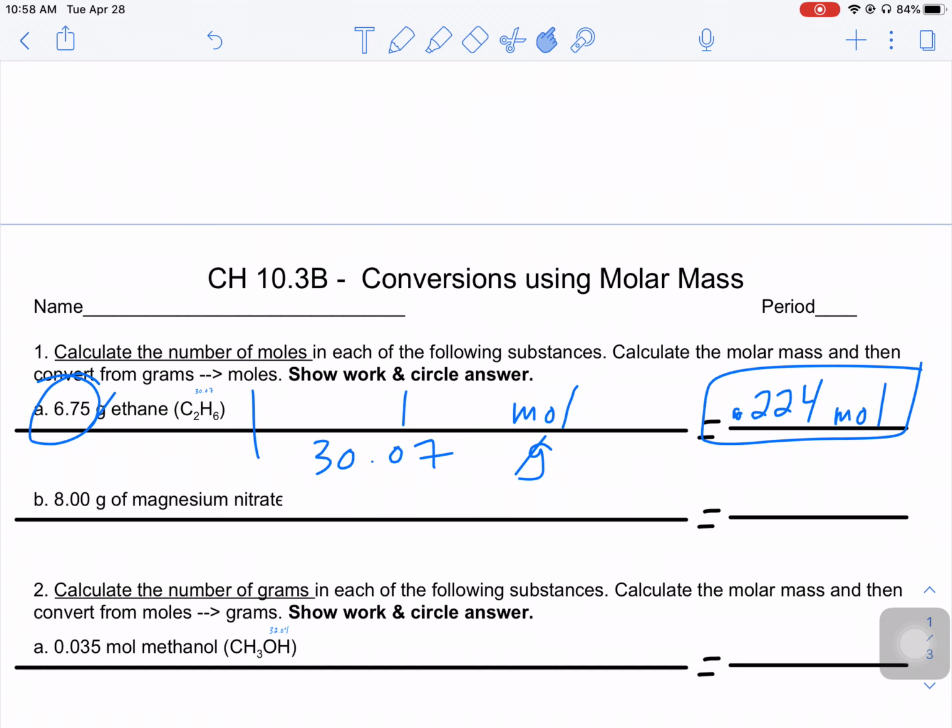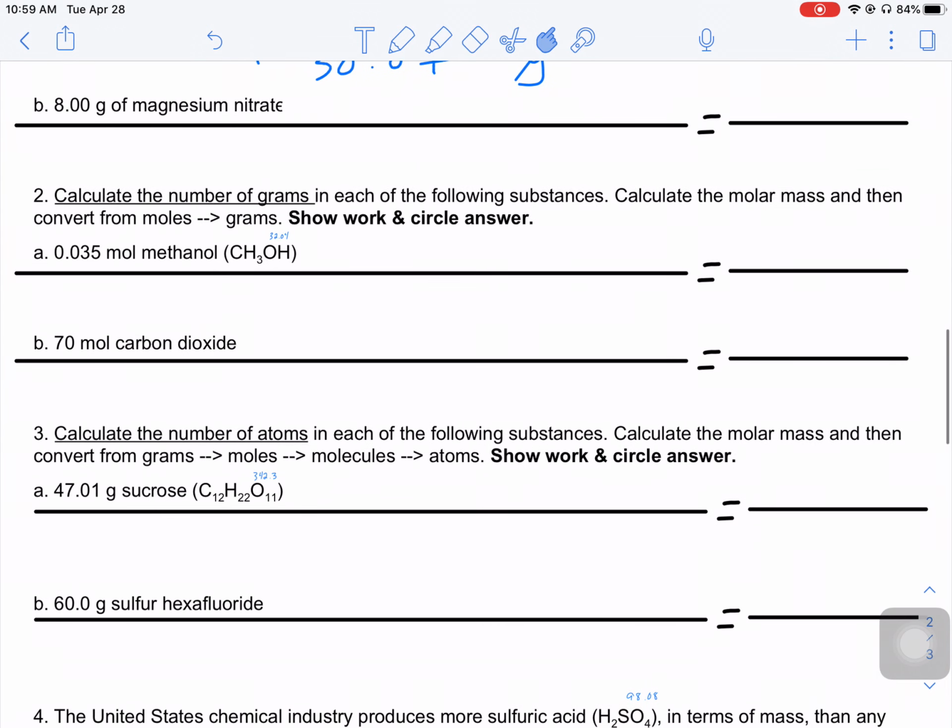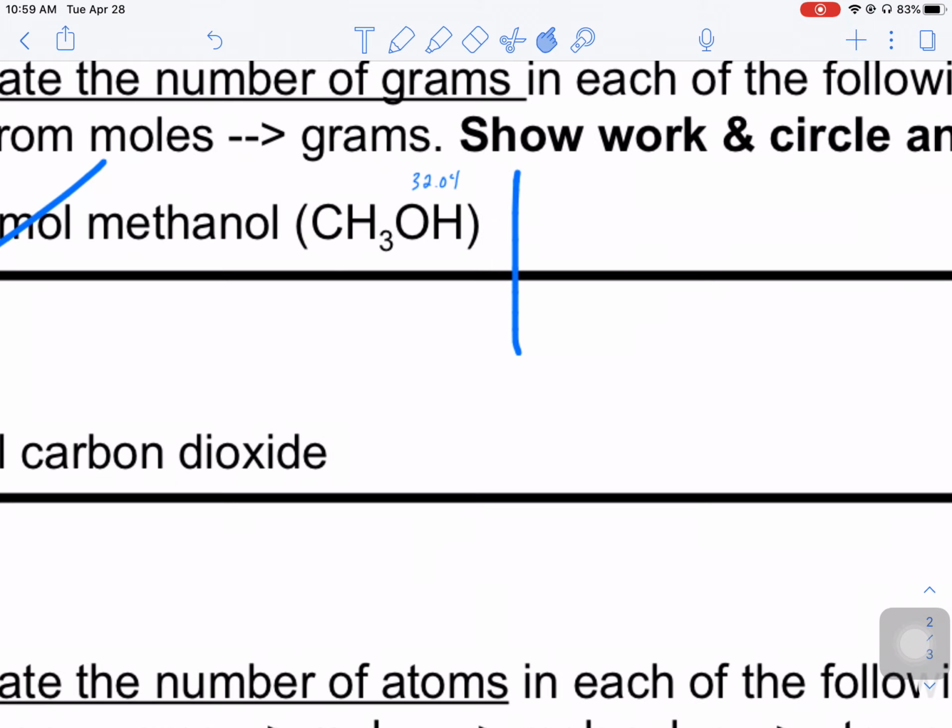All right, so for number 2, same deal as number 1, except this time we're going in the reverse order. This time we're starting off with moles, and we want to end up in grams, okay? So moles of methanol are going to cancel out, and we're going to multiply by grams. And if I wanted to find the molar mass of methanol, we've got 1 carbon at about 12 grams per mole. We've got 4 hydrogens at about 4 grams per mole. And we've got 1 oxygen at about 16 grams per mole. And if we add those all up, we get to 32.04.